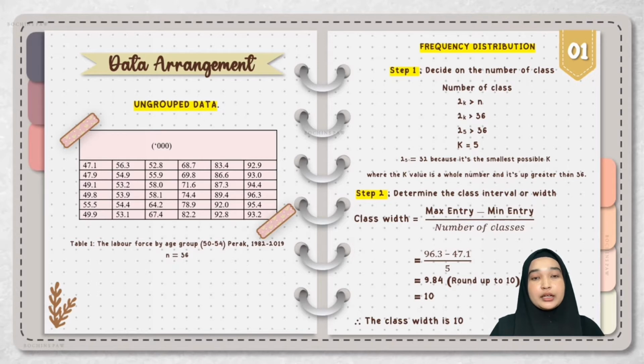Step 2, we need to determine the class interval or width. To get a class width, we need to subtract the minimum entry from the maximum entry, then divide by the number of classes. So after the calculation, according to the formula, we got the answer is 9.834. Then we need to round up to 10, right? That means the class width is 10.